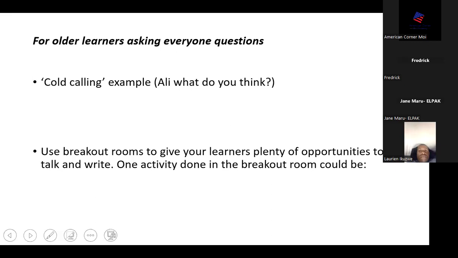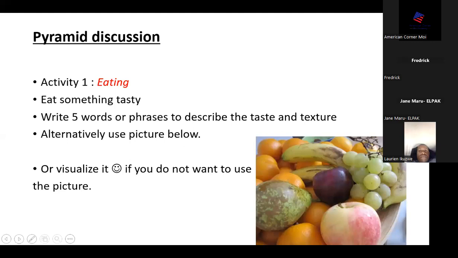Now, the other one is using breakout rooms. Breakout rooms give learners plenty of opportunities to talk and write. One activity done in a breakout room could be pyramid discussion. And this is what I want us to look at today, how we can use pyramid discussion to make our online classes interactive.